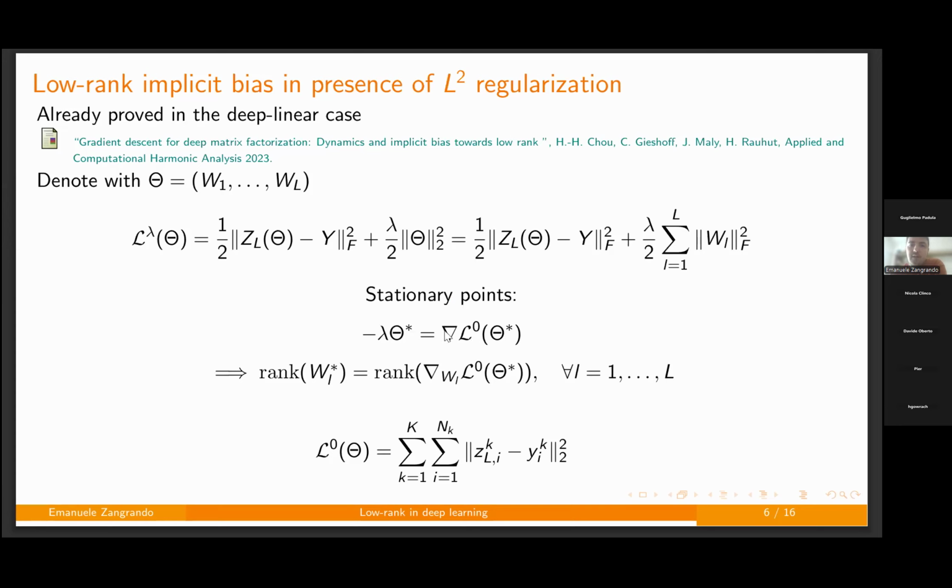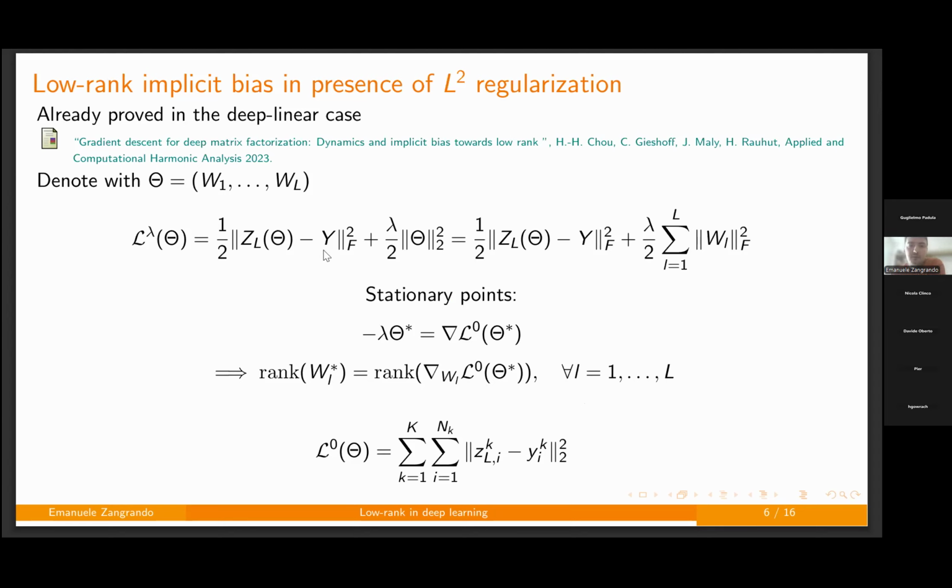So we have that the gradient of the L0, so without the regularization, at stationary points, is essentially parallel to the weights. And this is interesting because it allows us to transfer properties from the optimal point, theta, to the gradient of the loss function at that point. So this would mean that, for example, if we can prove some low-rank properties on the gradient, then we can prove some low-rank properties on the parameters. And essentially, this is what it's saying: at stationary points, the rank of the weight matrices is equal to the rank of the gradient of the loss with respect to the weight matrices, for every layer. So essentially, if the gradient is of low rank for every layer, then all the weight matrices are low rank.